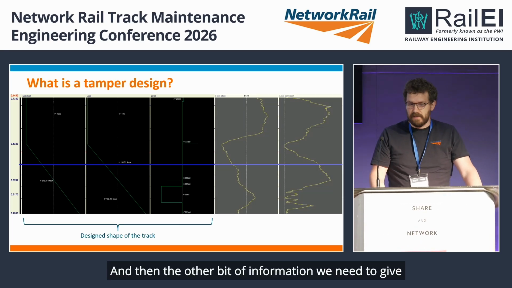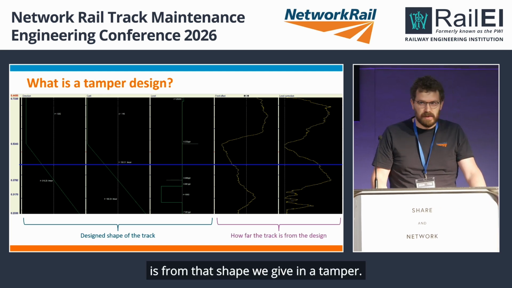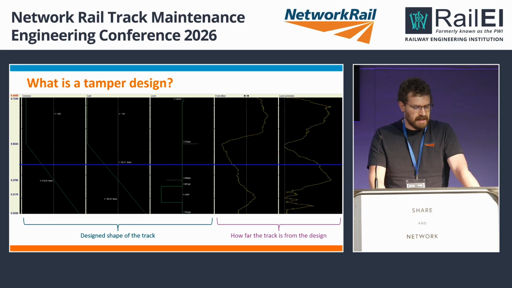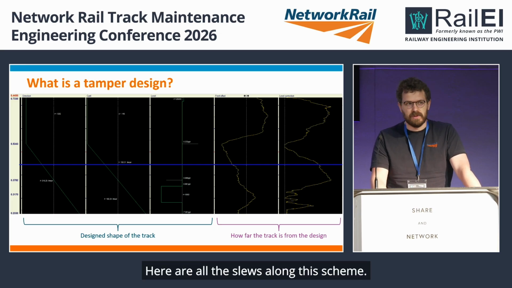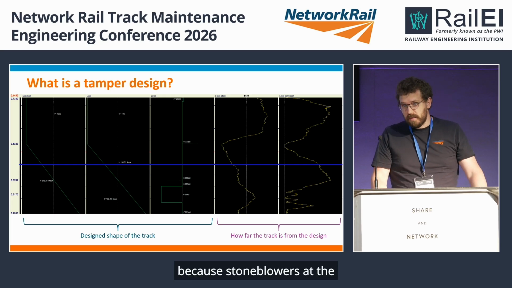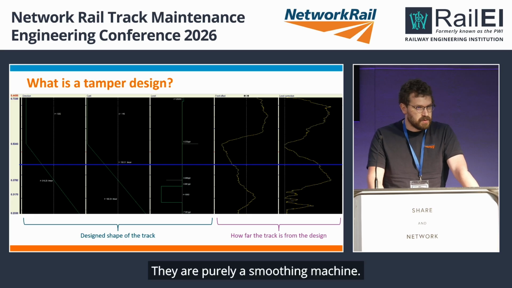And then the other bit of information we need to give is how far away a track currently is from that shape we give the tamper. So in as much detail as you can, you try and say, here are all the lifts, here are all the slews along this scheme. And we only do this with tampers because stone blowers at the moment can't take geometry. They are purely a smoothing machine.